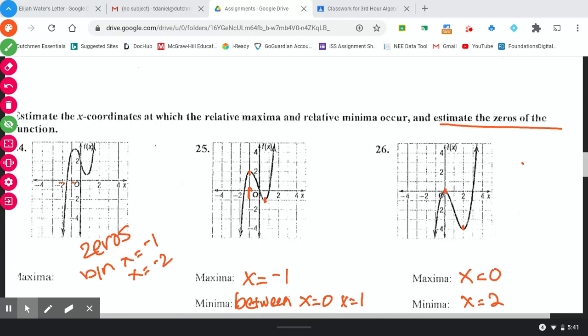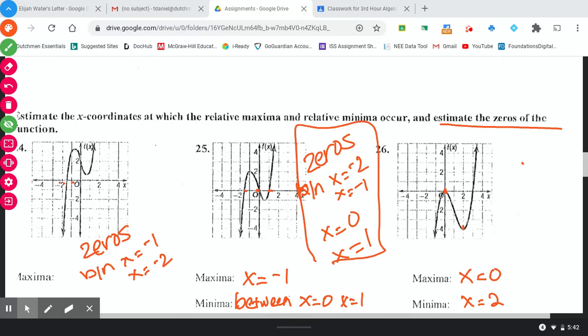Over here, we have a few more places that it crosses. Okay, this one actually has 1, 2, 3 zeros. So the zeros for this one, well, sorry, that one's going to be between x equals -2 and x equals -1. That's one of them. And then we have one where it's x equals 0 because it's right on 0. And then the other one was nice enough to land right on +1. So it's x equals 1. So that's the zeros for number 25.